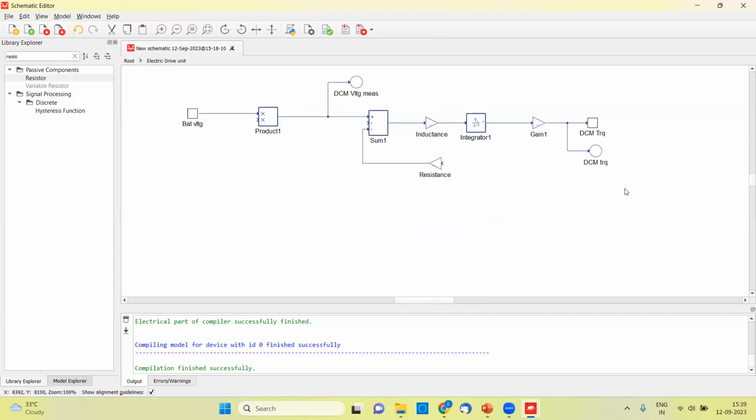Now moving on, I'm going to connect and rename this gain block also. So basically the name of this block is EM conversion.